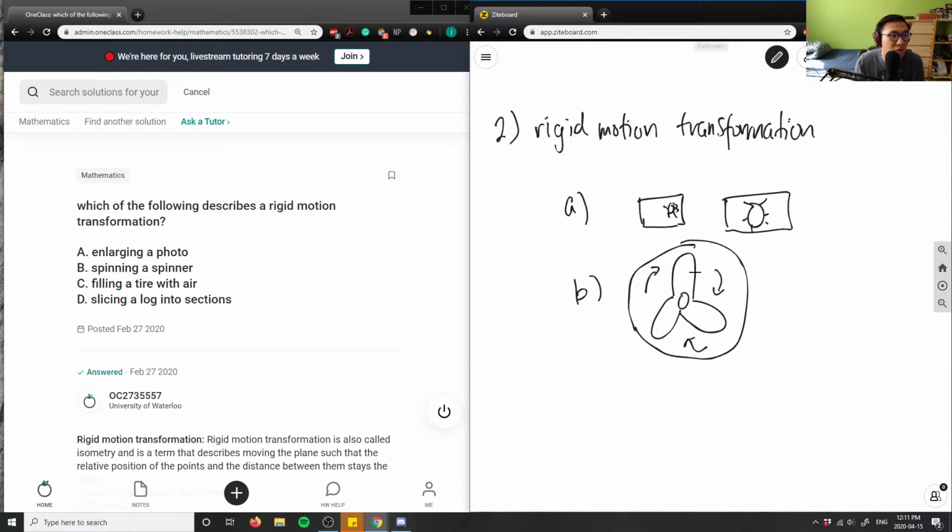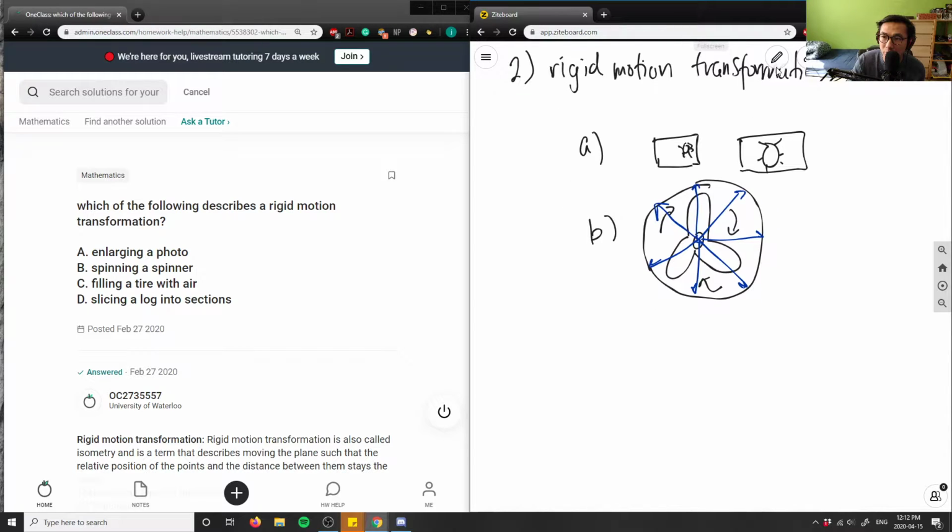So in this case, I'm not changing the distance. The distance will always be the same. The distance from the center of the spinner to each of these points is equal, assuming it's a perfect circle. Again, it's not a perfect circle, but I'm assuming that all these distances are equal, which means this is a rigid motion transformation. So B here is actually correct. Let me show you C and D to prove that.